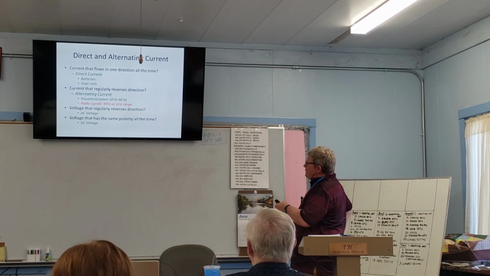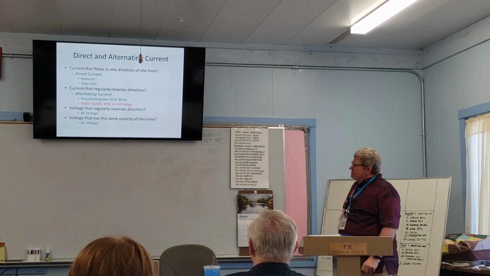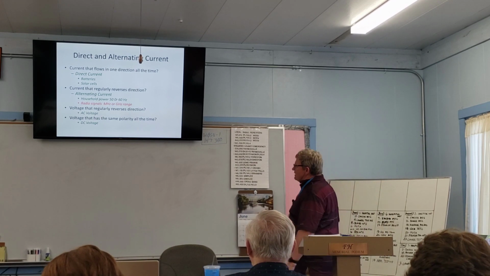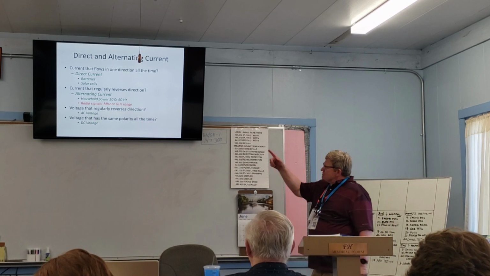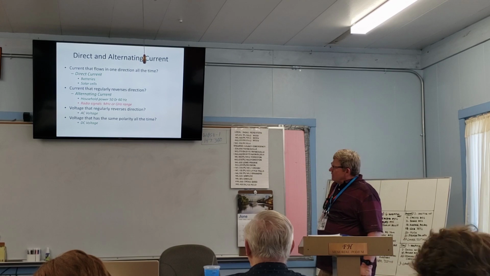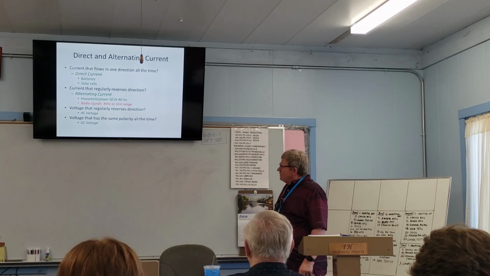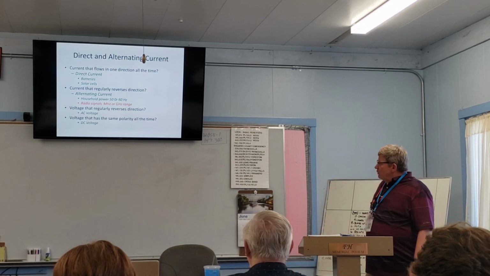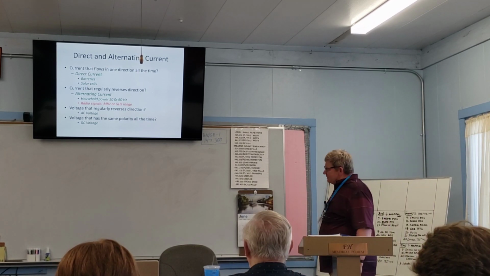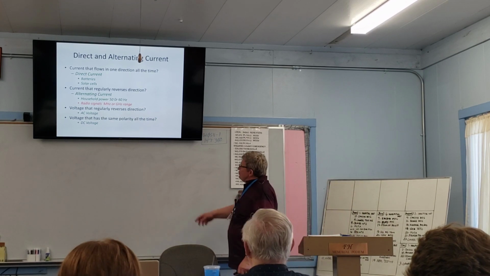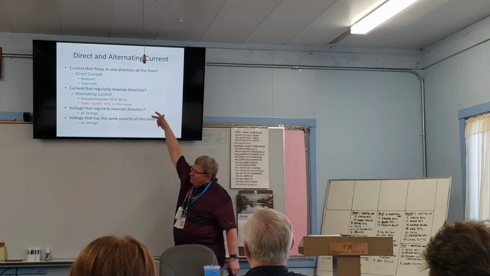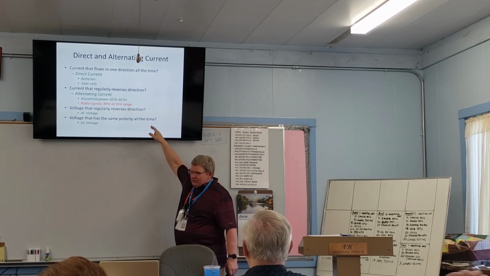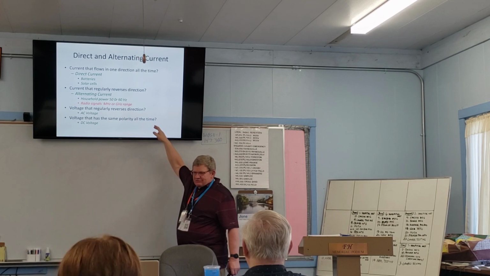Okay, so household power is alternating current, as are radio signals in the megahertz and gigahertz range. Voltage that regularly reverses direction, now we're talking voltage here, is AC voltage, and voltage that has the same polarity all the time is DC. So when we're talking regularly reverses, it's going from plus to minus, plus to minus, plus to minus. Okay? Same polarity, it's always plus, right?